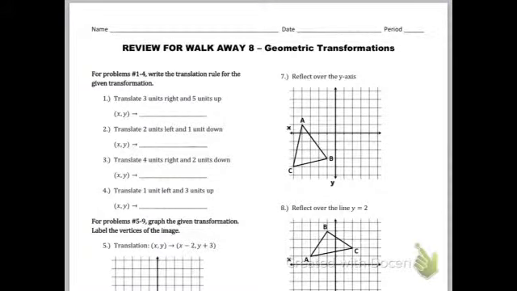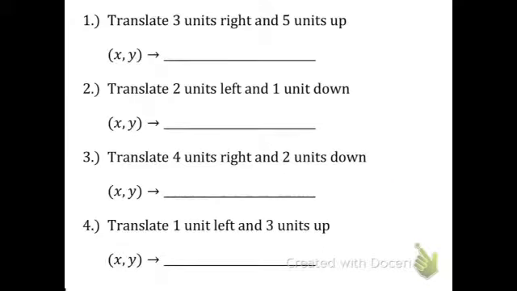Alright, time for the solutions for the review for the walkaway 8. This is all on geometric transformations. On the first four here, you're just writing the function. Like, what do you do with your coordinates when you move your shape right 3, 5 up, left 2, 1 down, 4 right, 2 down, and 1 left, 3 up?